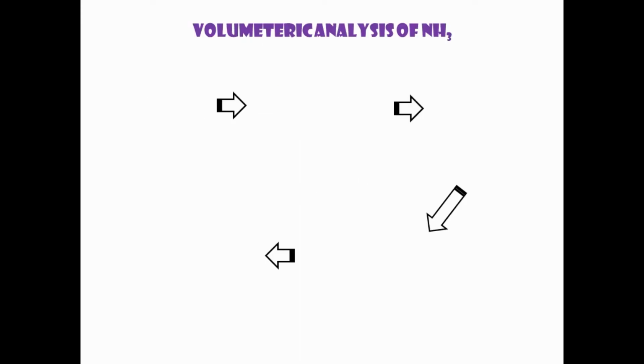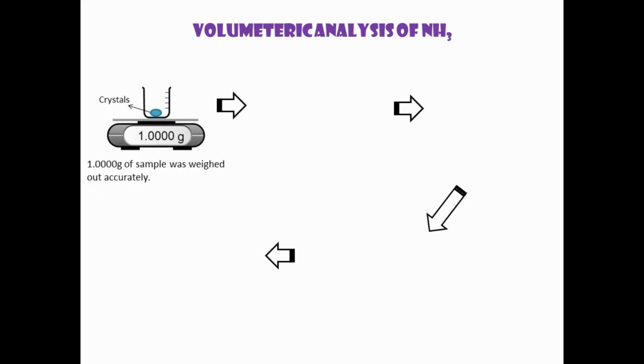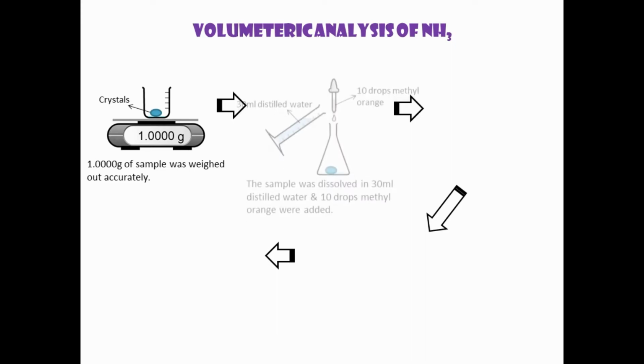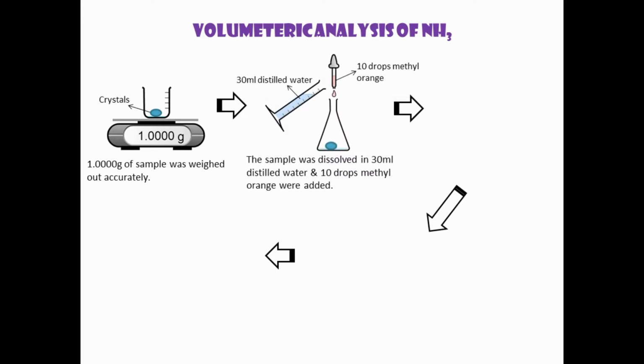Now we move on to the volumetric analysis of ammonia. First, 1 gram of crystal prepared in part A was weighed out accurately. The sample was dissolved in 30 ml of distilled water in an Erlenmeyer flask.